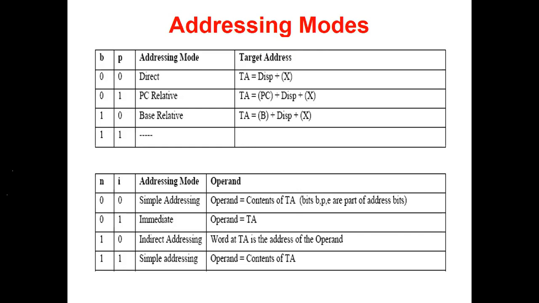But there is also another constraint: in case N is zero and I is zero, then the bits B, P, and E, you include them in the displacement and they are all taken as address bits. So you don't calculate the target address like we usually do. N is zero, I is one, that is immediate. The target address is the operand we take. N is one, I is zero, that is indirect addressing. So the contents of the target address is the address of the required operand. And N is one, I is one, that is also simple addressing, where the contents of the target address is the required operand.